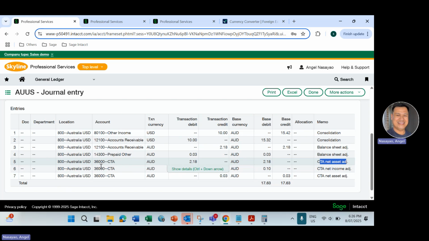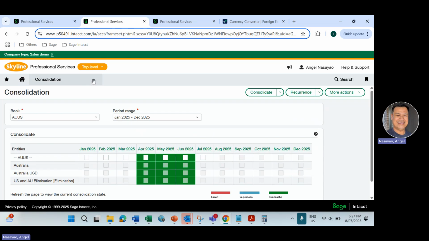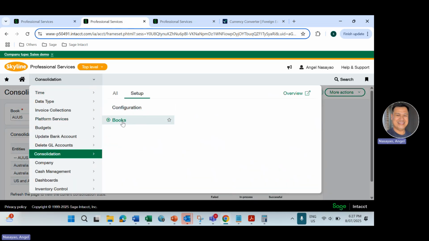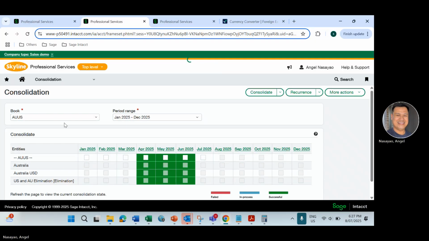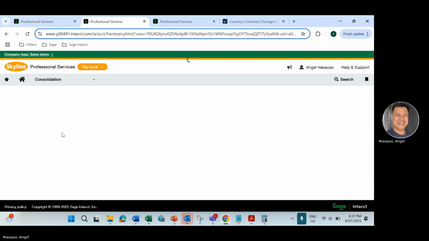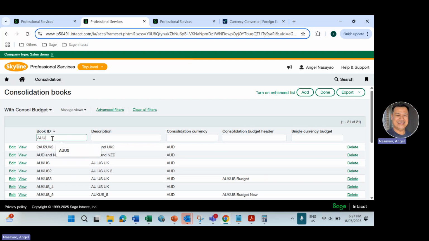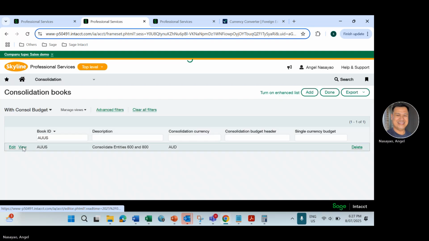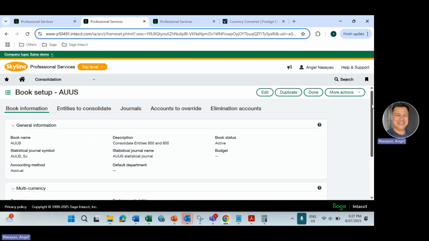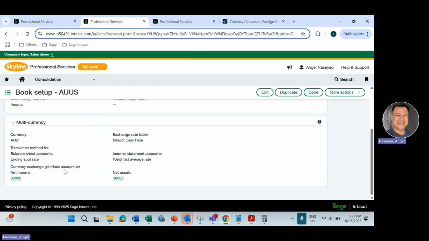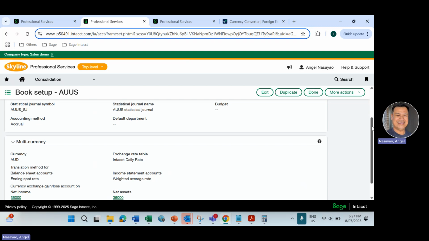And these accounts are the ones that we have defined in the consolidation book as exchange rate difference for net assets and for P&L as well. So if I go back here quickly, consolidation, setup, book, and we have US here. And those are the GL accounts defined for net assets and net income. These are essentially the ones being used to reflect that. So yeah, hopefully this demonstration helps. Thank you.